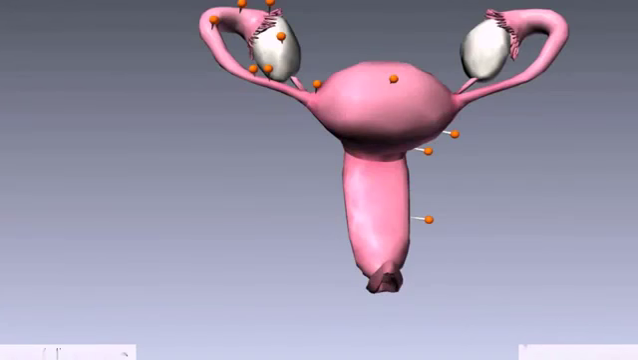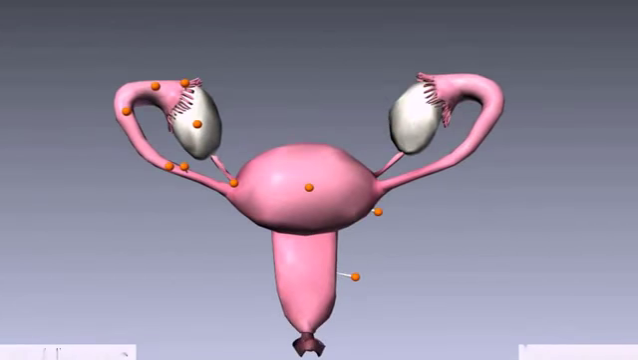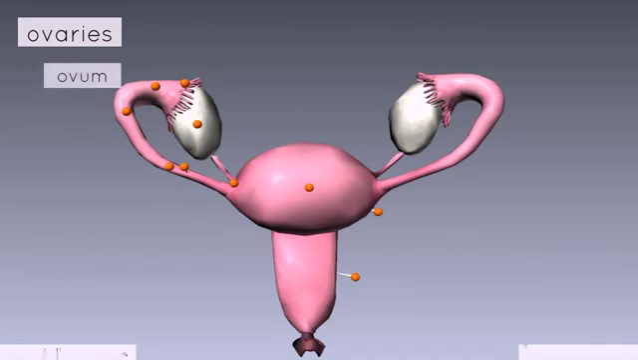I've just switched to this model here of an isolated view of the female anatomy. You can see these white oval shaped structures, which are the ovaries, and as I mentioned before, they're the primary sex organs of the female. They are responsible for producing the female sex cells, or the egg, or the ovum as it's known. This ovum is released monthly, and the process of releasing the ovum from the ovary is known as ovulation.